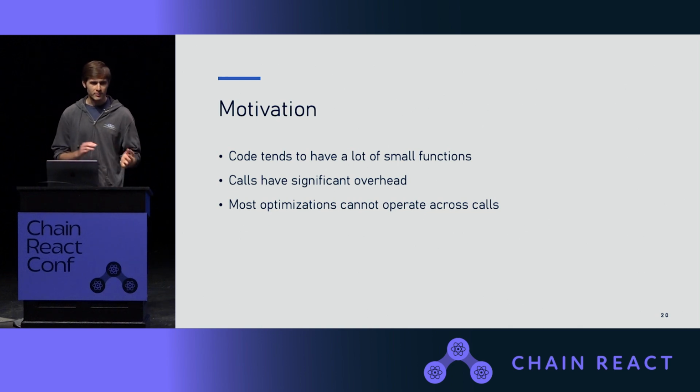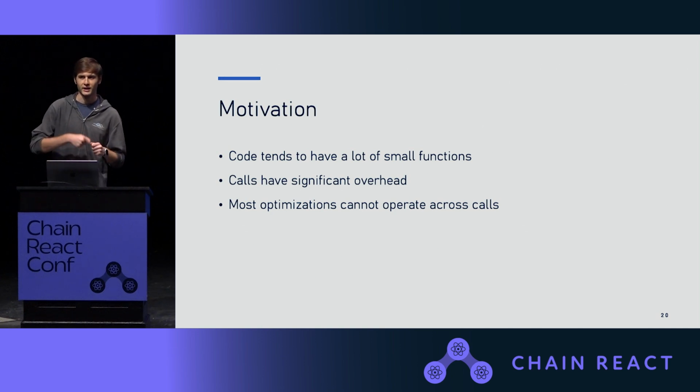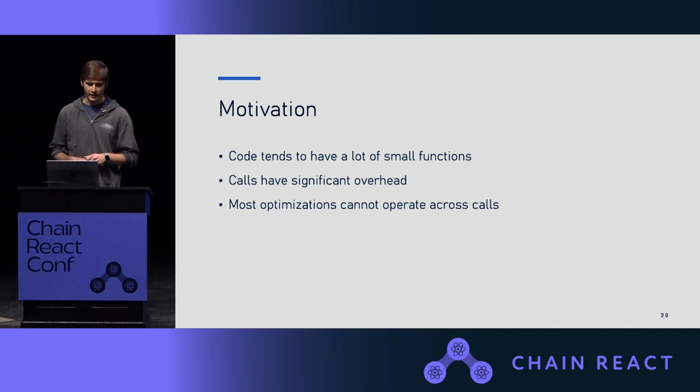And most optimizations can't operate across calls. That's because most optimizations only analyze the code within a single function. So once they encounter a call, they can't see what's happening in the function that's being called. And because of that, this reduces opportunities for optimization. After inlining, all of the code is in the same function. So optimizations can see all of the code that was previously being executed and optimize across the two functions.